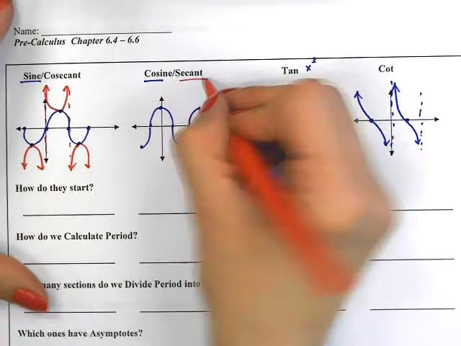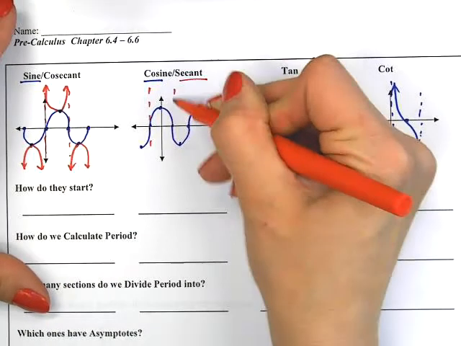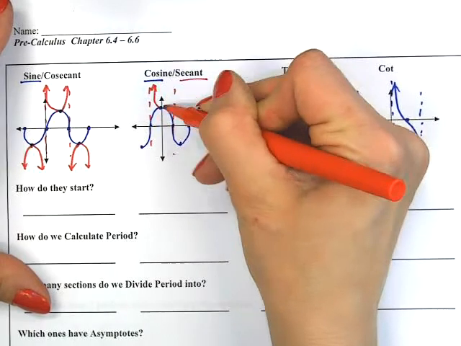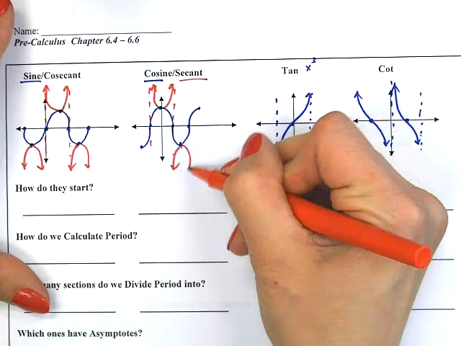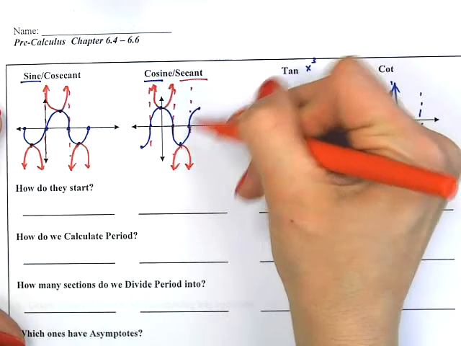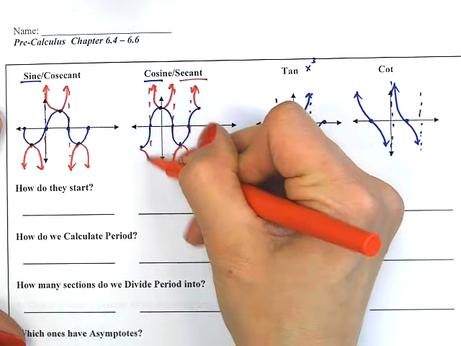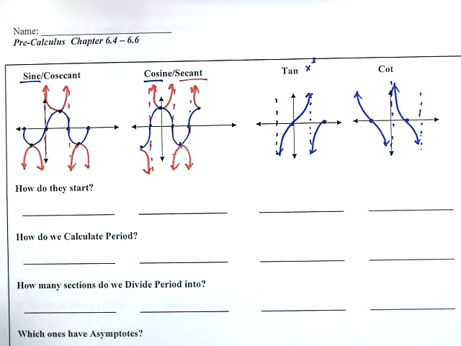For secant, it's the same story. Put the asymptotes wherever there are zeros, and then you've got parabolas opening up and opening down. Okay, let's just draw a little halvesy one here and a little halvesy one there. All right, so that's what the graphs looked like.